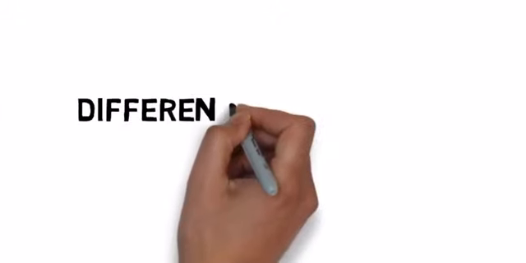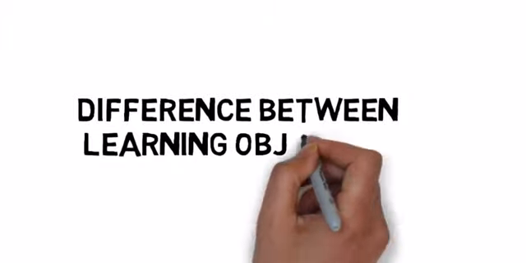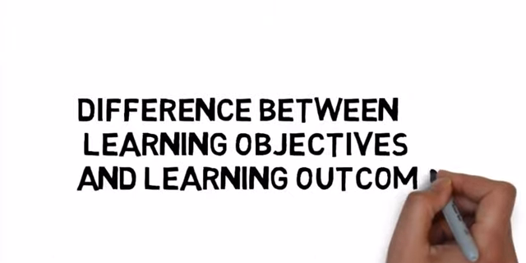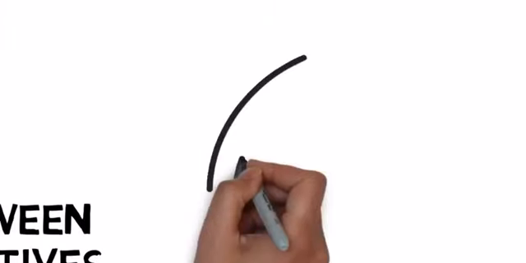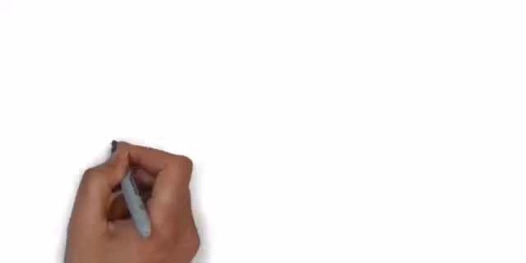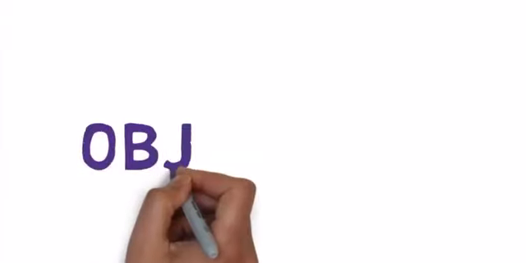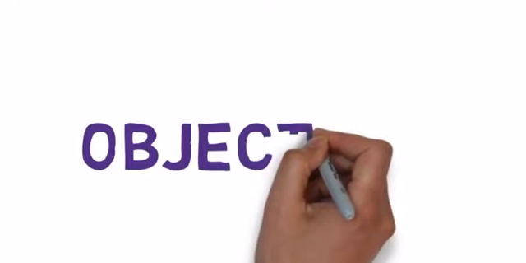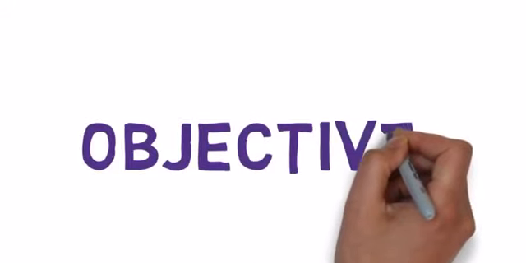And more importantly, the difference between learning objectives and learning outcomes. The difference between learning outcomes and learning objectives is not universally recognized. Learning objectives, for example, may outline the material the instructor intends to cover in the class.